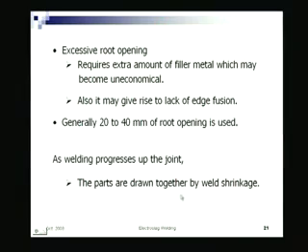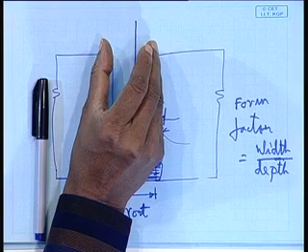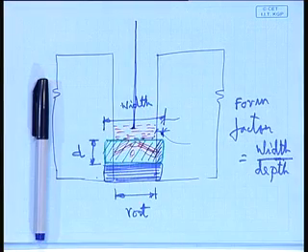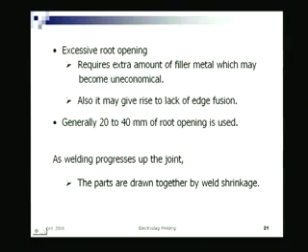Here what you are referring to is that as welding progresses up the joint, the parts are drawn together by weld shrinkage. That possibility is there. As the weld progresses, it is drawn together and tends to close, but because of the rigidity, that does not create a problem. But if we have just two individual plates without any restraint, and I try to weld, it will gradually close, and then you won't be able to weld it, right.